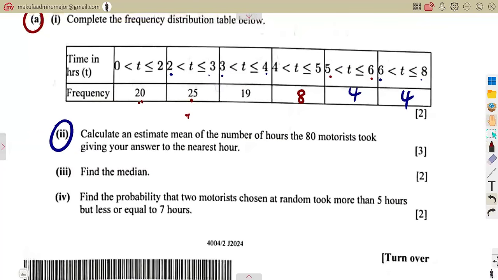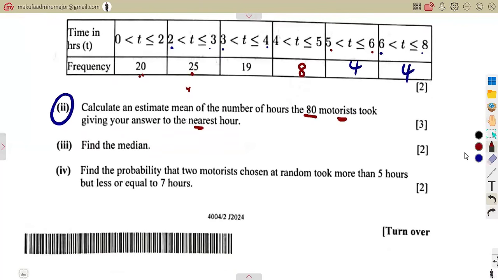Okay. Then from there, calculate an estimate of the mean number of hours of the 80 motorists took, giving your answer to the nearest hour. All right. So let's start with the mean first before you talk about the conversion thereafter. Remember the mean, you consider the sum of the products of the class centers and the frequencies. So you need the class center, which is the lower class plus the upper class divided by 2. So you add 0 plus 2 divided by 2, which will be a 1.